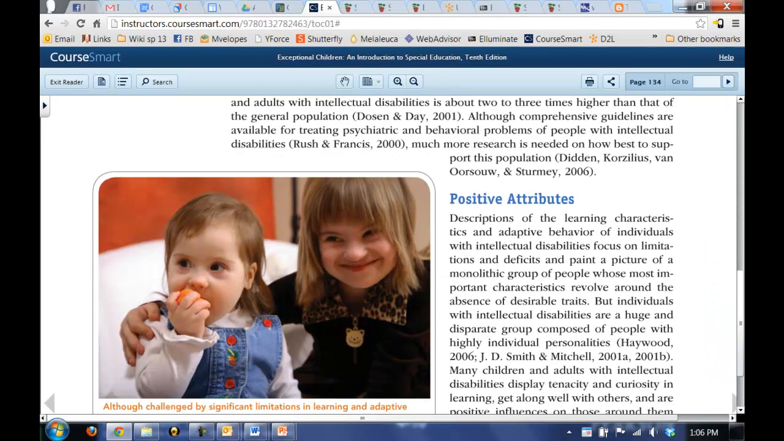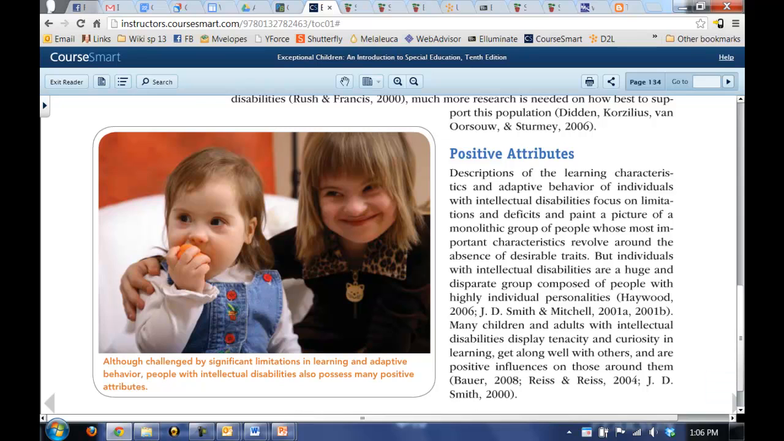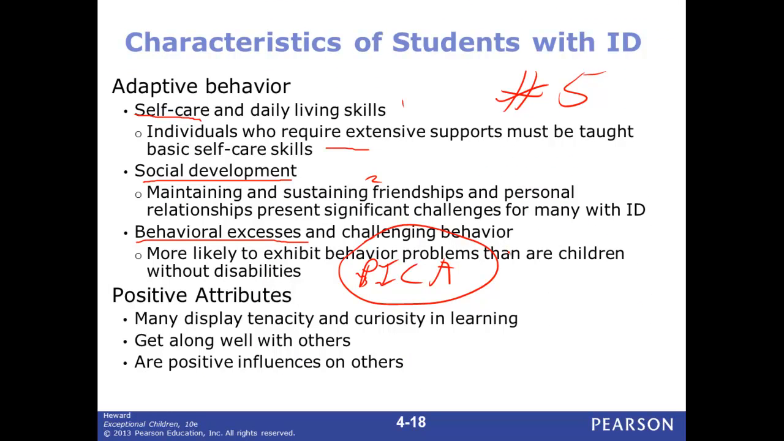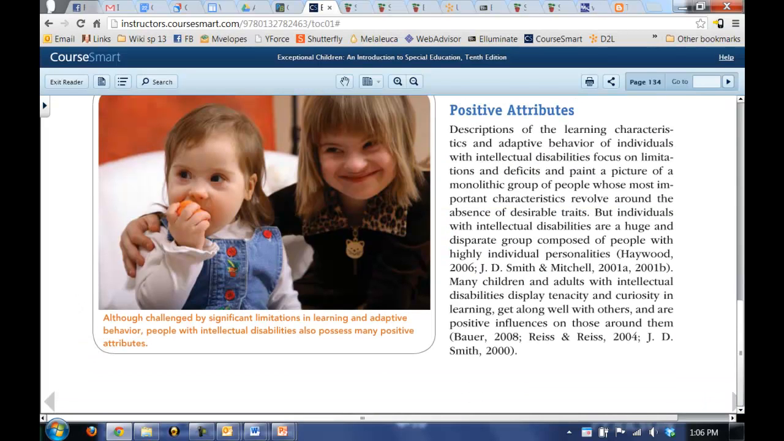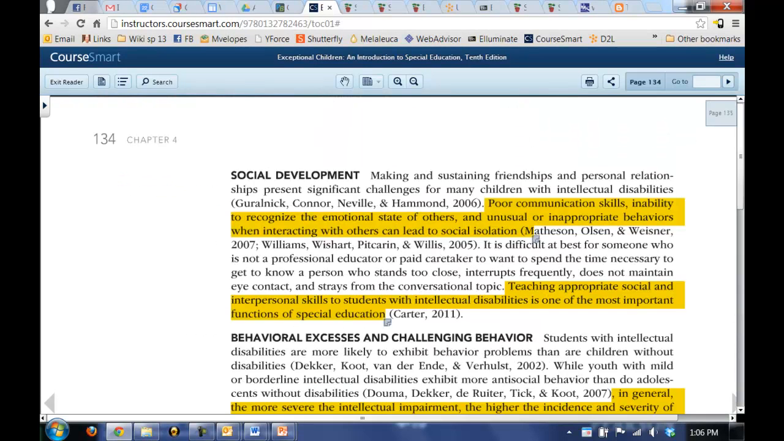And the positive attributes of this are very interesting also. Many display a tendency of curiosity and learning, get along well with others, and are positive influences on others. And that's a very cool part of this. All right.